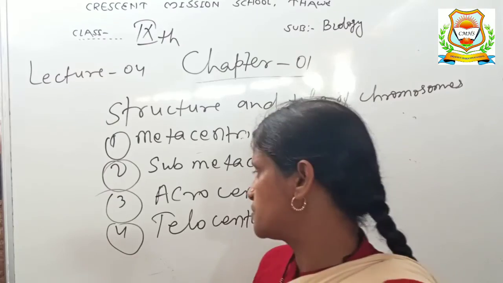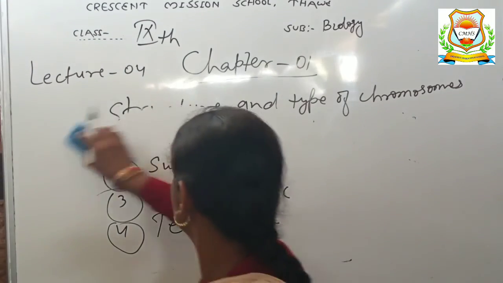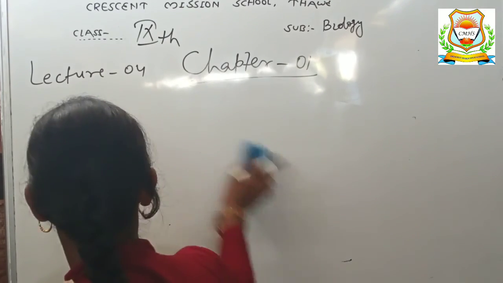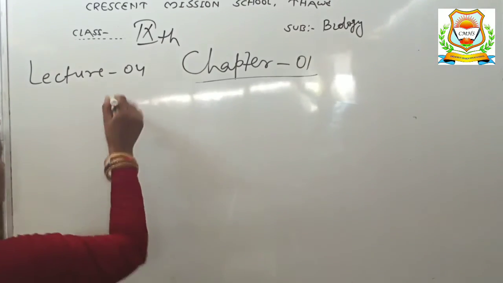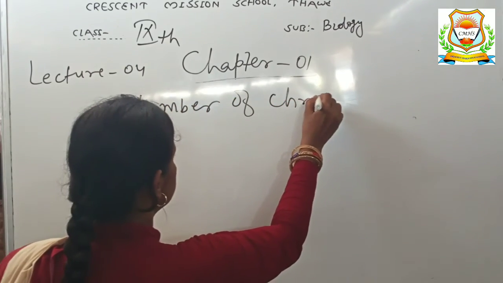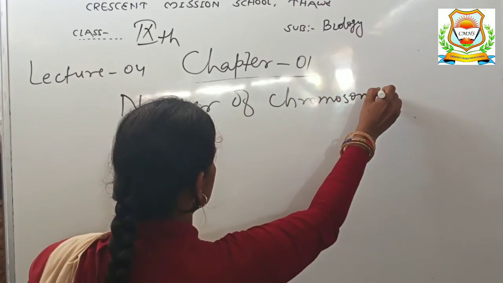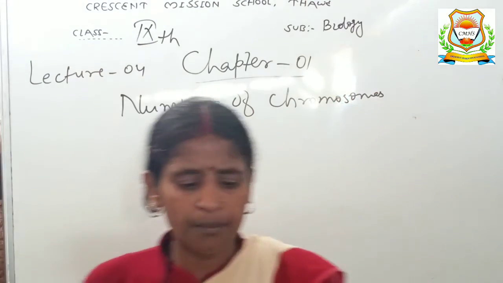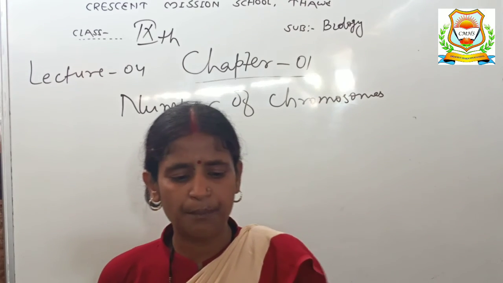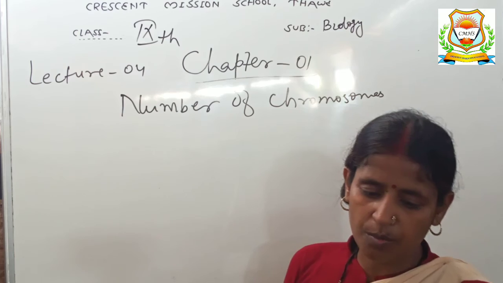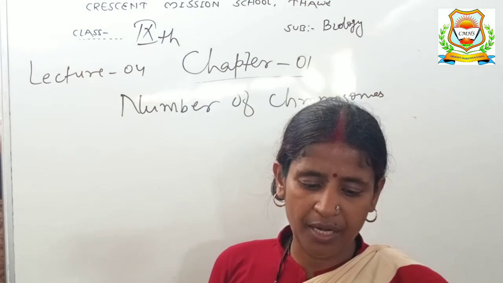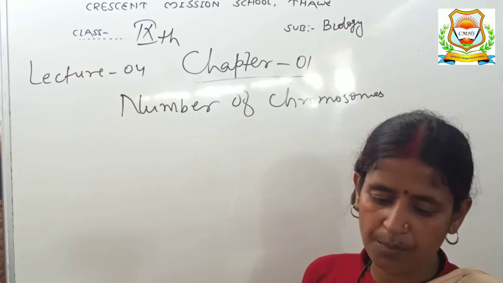Now, the number of chromosomes. The number of chromosomes within the nucleus is constant in all individuals of a given species. For example, there are 46 chromosomes in a human being, 40 in a mouse, 8 in a fruit fly, 20 in maize, 24 in tomato, and 48 in potato.